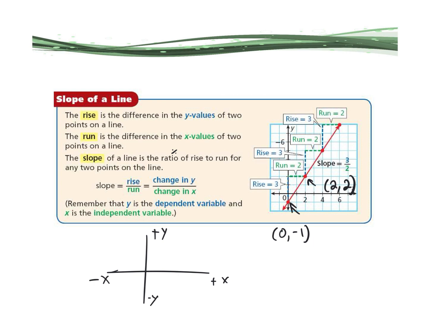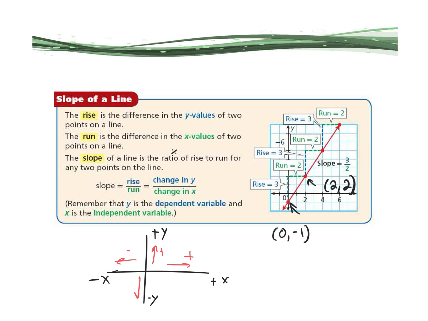So if you move vertically up, you're going to get a positive slope. But if you move up and left, you're going to get negative. Up and right is going to be positive. Down and left is going to be positive, and down and right is going to be negative.